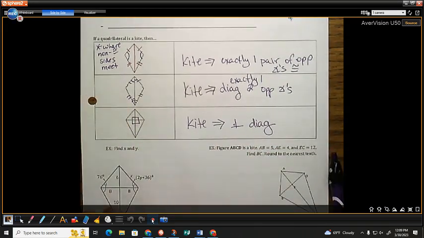Wait a minute, where have we heard that before? Rhombuses had perpendicular diagonals. That's why it can't be biconditional. We do squares. Well, squares are a type of rhombus, right? Oh, yeah. And so if you have perpendicular diagonals and that's all you know, can you say for sure if it's a rhombus or a kite? No. That's why these can't be biconditional, because perpendicular diagonals is not specific enough. Okay?